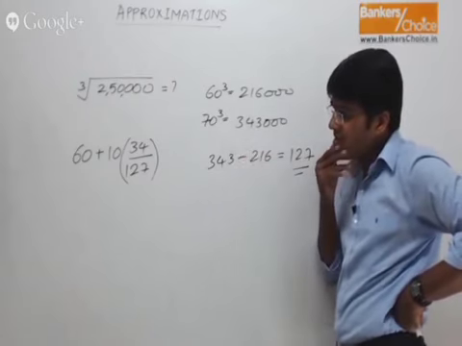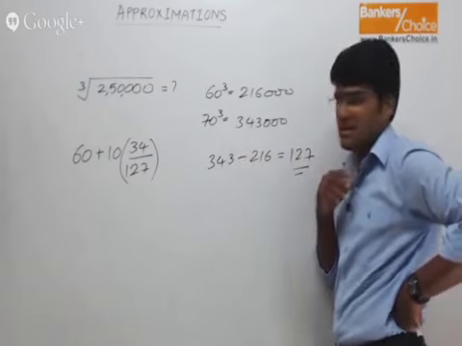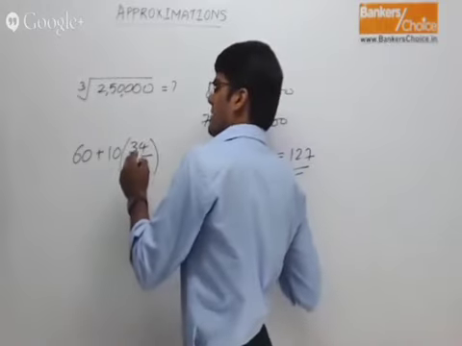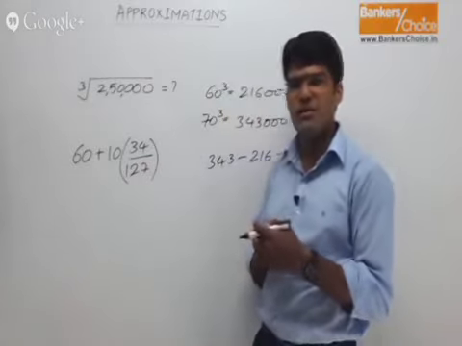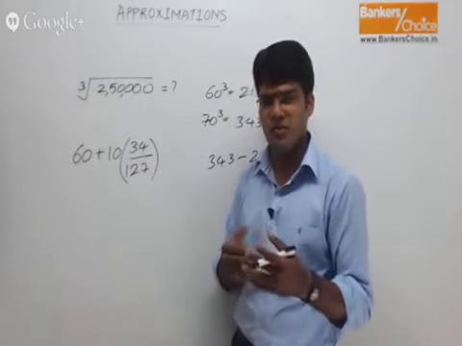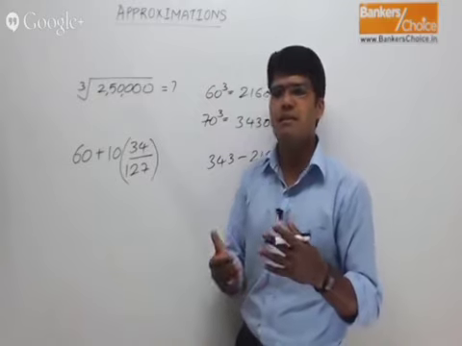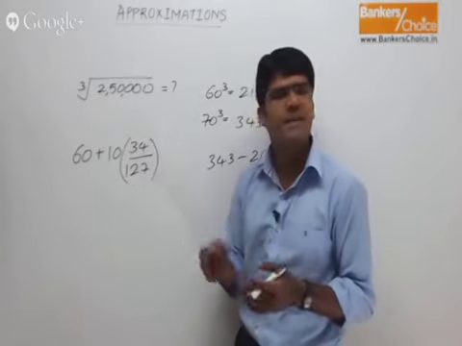Now do an approximate calculation. How do you do an approximate calculation there? Can I say this is 34 and 127? How do you cancel this? 34 into 4. What is 34 into 4? 120 plus 16, 136. Close to 136, right?